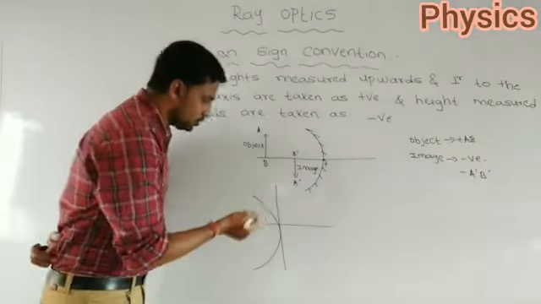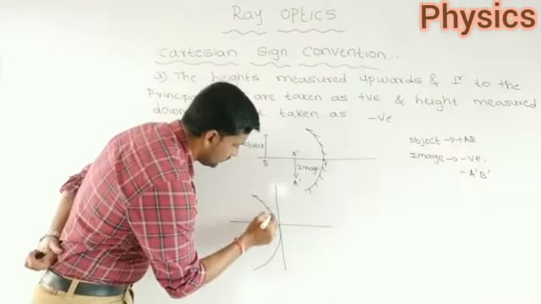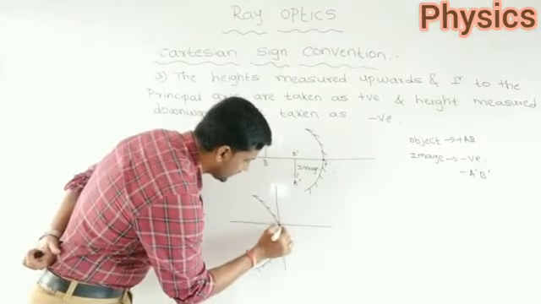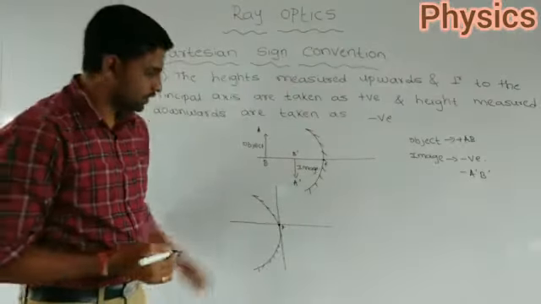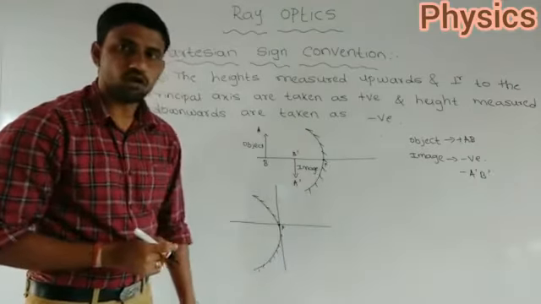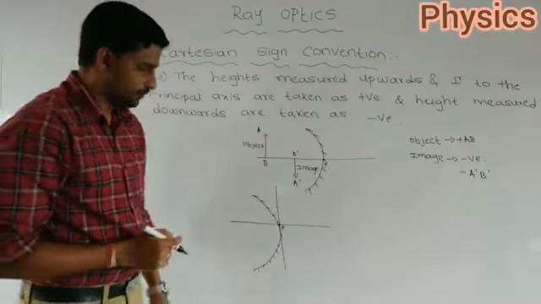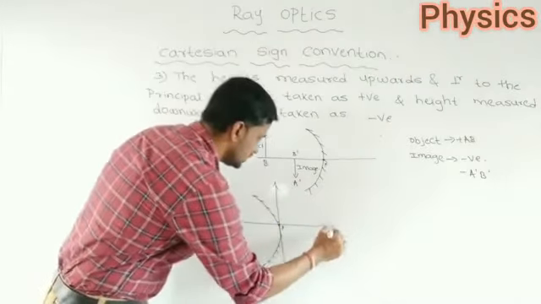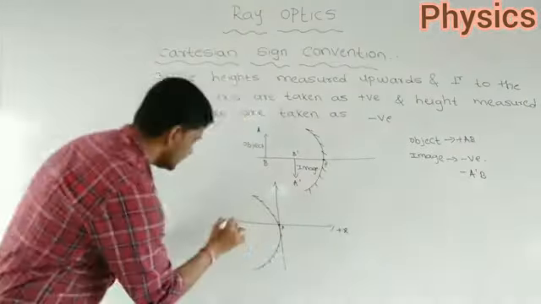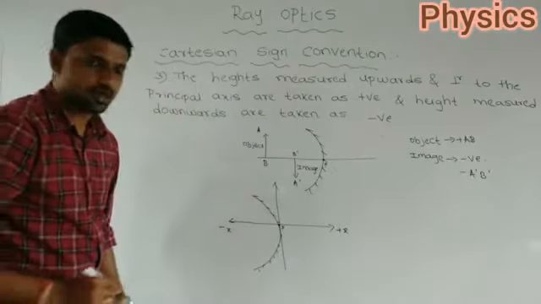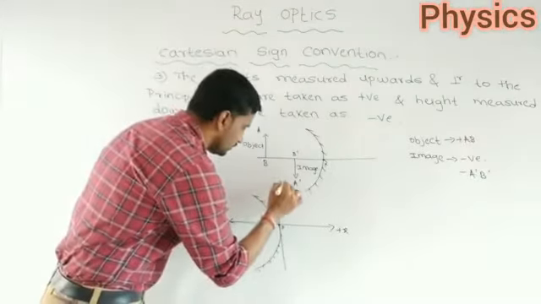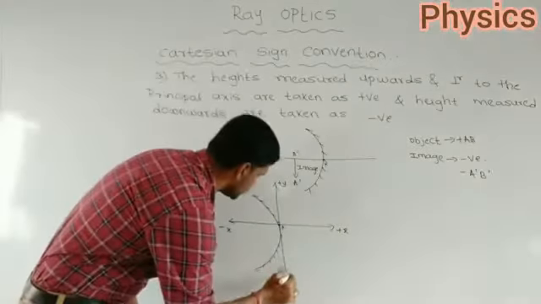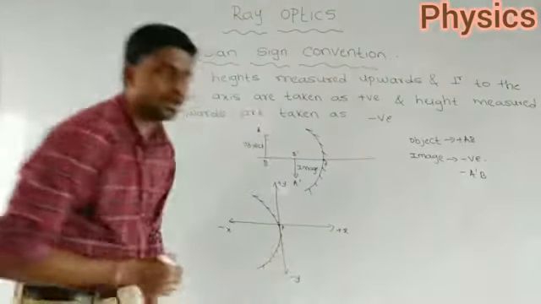How to use the Cartesian coordinate system? See here, I am considering a concave mirror. Now this is exactly the pole. You have to take the center as the pole of the concave mirror. In the coordinate system, this is the positive x-axis, this is the negative x-axis, and the upward distance is the positive y-axis, and the downward distance you take as the negative y-axis.